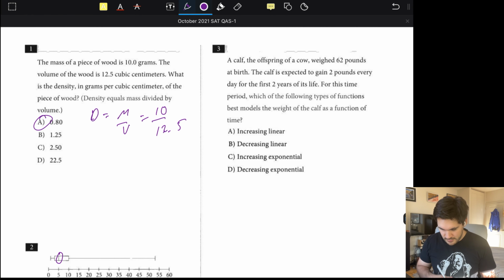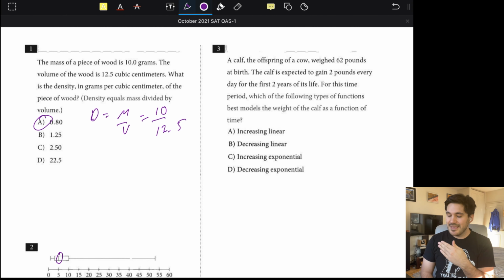Number 3, we have a calf. Oh, offspring of a cow. Look at that. They're teaching us English over here, basically. 62 pounds. It gains 2 pounds every day for the first years of its life. We want to know which of the following functions best models this. It keeps increasing by the same amount. So it's a linear relationship, and it's an increasing linear relationship because it keeps going up. So it's going to be increasing linear.